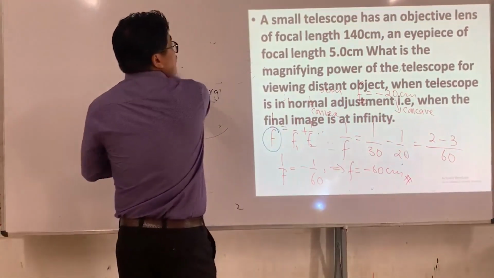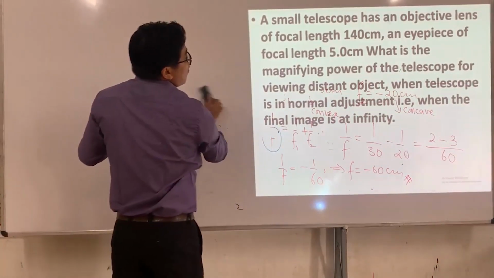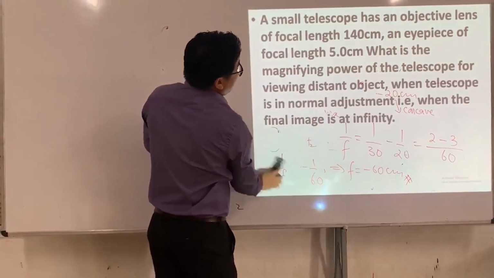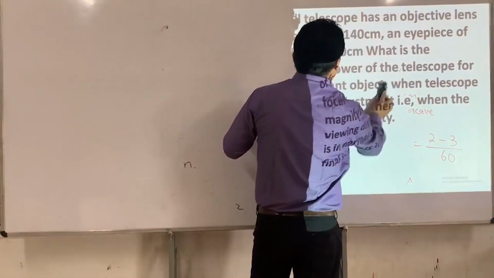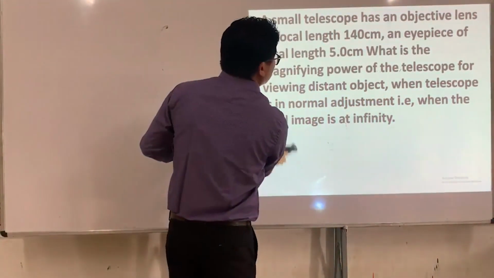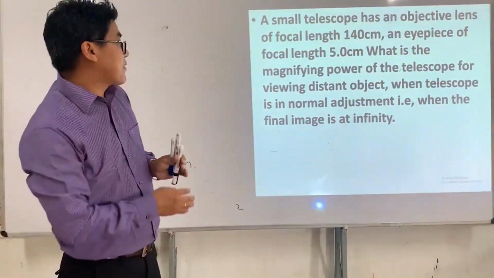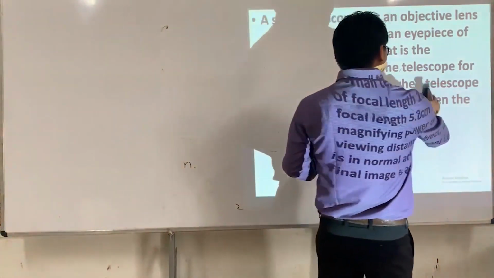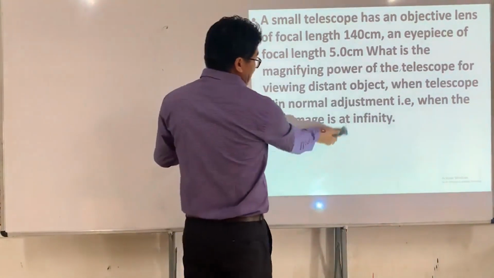A small telescope has an objective lens of focal length 140 centimeter and an eyepiece focal length of 0.5 centimeter. What is the magnifying power of the telescope for viewing a distant object when the telescope is in normal adjustment, that is, when the final image is at infinity?